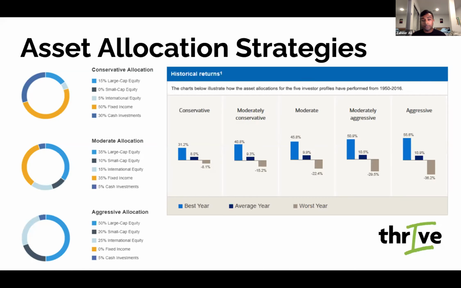So if you look on the right-hand side of your screen now, on the conservative side, if you did an asset allocation like this, in your best year you could have a 31% upside, but you could possibly lose 8%. But if you look on the far right side of your screen, if you do the aggressive allocation, in your best year you could possibly have a 56% upside, but your downside could be possibly 36%. So you have to decide where you want to fall on this asset allocation. Do you want to be more conservative, take on less risk, but maybe make less of a return? Or do you want to take on more risk and possibly have more risk of losing your investment? That's up to you to decide.